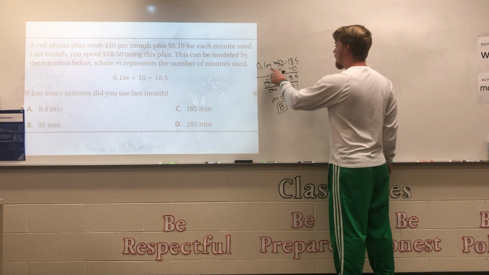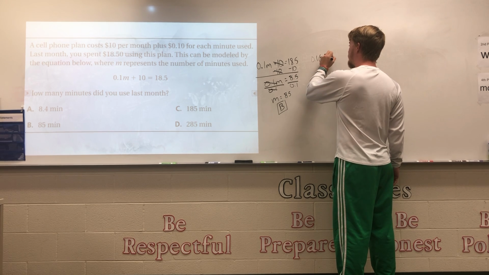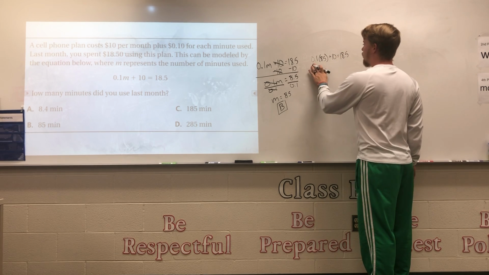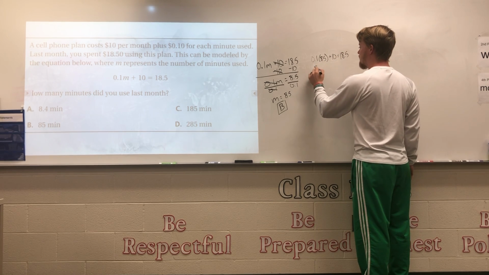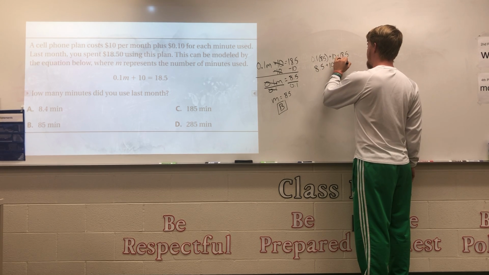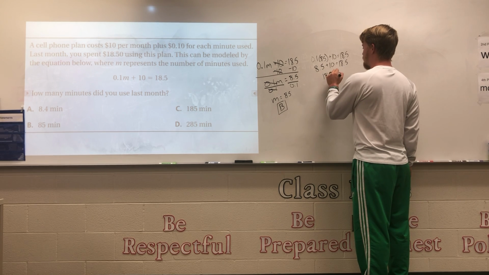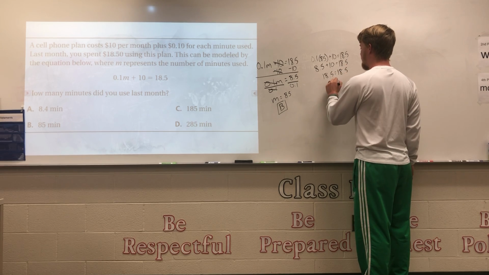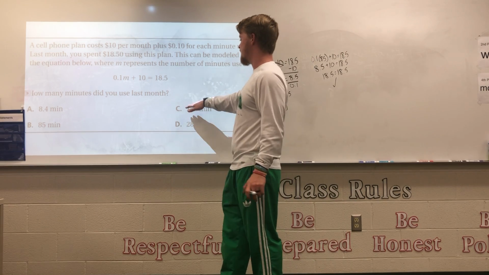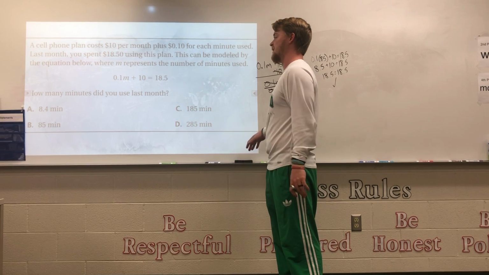We take 85 and plug it in for m. 0.1 in place of m we put 85, plus 10 equals 18.5. 0.1 times 85 is 8.5. Bring down what I haven't used. 8.5 plus 10 is 18.5. And as you can see, that does match the other side. So that is your answer. All the other choices, A, C, and D, if you plug them in, it would not match the other side. So those would not be correct answers.